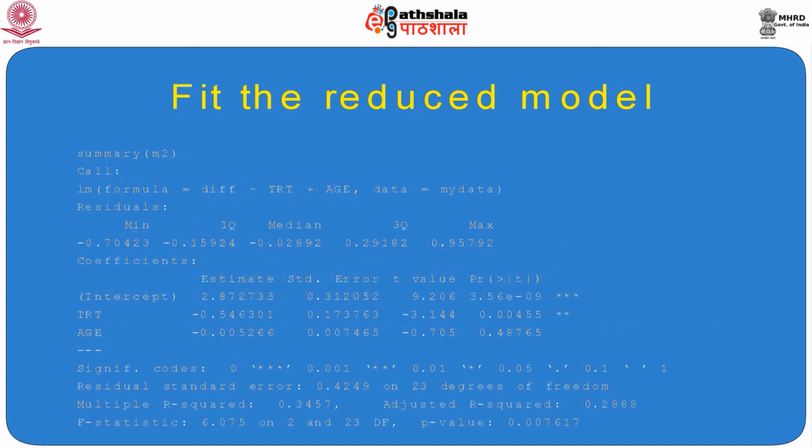Now again we call the summary of m2. Again we get the intercept estimate, standard error, t value and p value, the treatment regression coefficient estimate, and the age regression coefficient estimate. Like earlier, the same kind of interpretations can be obtained. Here we have used the difference between DBP1 and DBP2. The same kind of difference variable can be obtained between DBP3 and DBP2, and DBP4 with DBP3, like that.